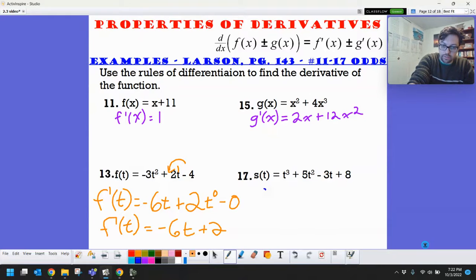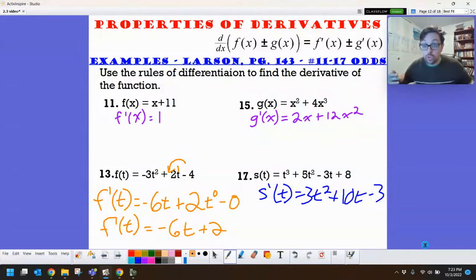Watch how fast I can do this. S prime of t equals 3t squared plus 10t minus 3. Done! Derivative! That used to take us 20 minutes. Now it's just done and finished.